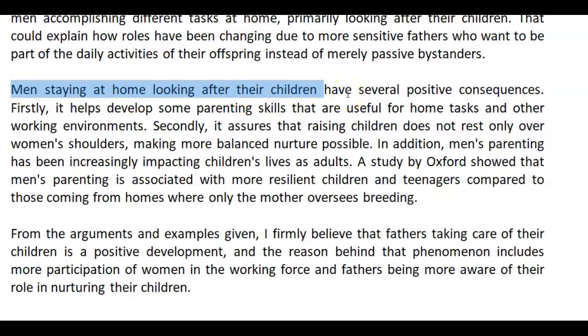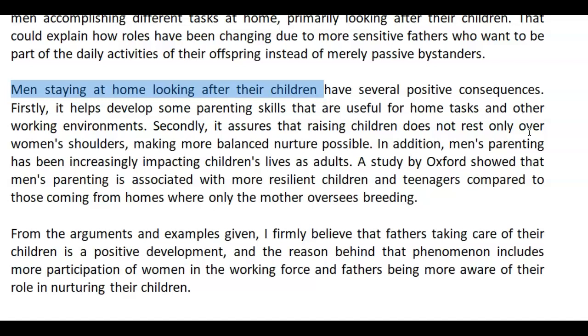Firstly, it helps develop some parenting skills that are useful for home tasks and other working environments. Okay, what does that mean? Secondly, it assures that raising children does not rest only on, not over, it rests on someone's shoulders, making more balanced nurture possible. All right, it's a little awkward as an expression. We don't really say balanced nurture. In addition, men's parenting has been increasingly impacting children's lives as adults. A study by Oxford showed that men's parenting is associated with more resilient children and teenagers compared to those coming from homes where only the mother oversees breeding. Breeding, again, is also not the right word. In terms of this context, it's not right. Breeding would be used in other contexts, but not here.